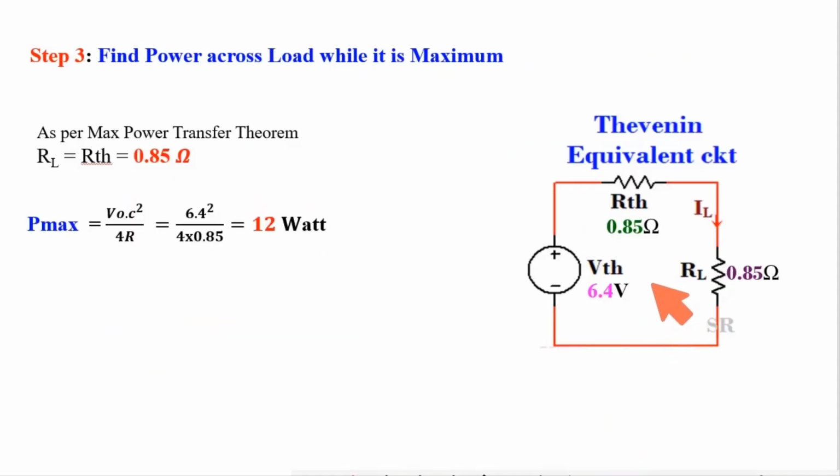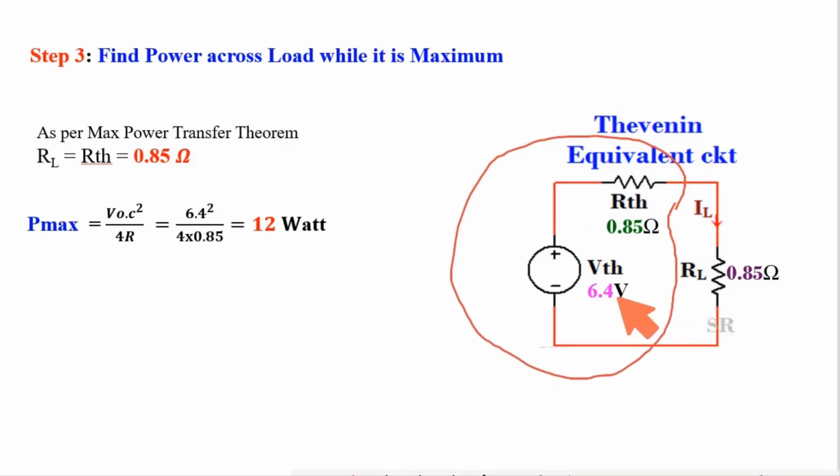Now putting VTH and RTH in the equivalent circuit. This is the Thevenin equivalent circuit. VTH is 6.4 volt. RTH is 0.85 ohm. The value of this load resistance should be equal to the value of this RTH, 0.85 ohm, to get the maximum power at load. Now putting the value of open circuit voltage and load resistance to get maximum power at load, ultimately I got 12 watt. So this is the maximum power at load.